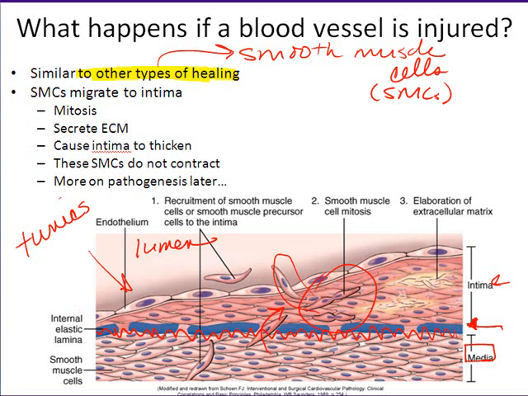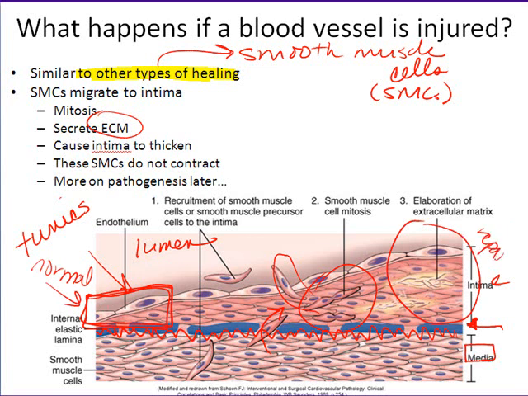And they'll do that, of course, by producing things like extracellular matrix proteins. They'll undergo mitosis. This typically causes, as you can see in this picture, thickening of the intima. Normally the intima is very narrow or very thin, like it is over here on the normal side. Over here on the repaired side, it's much thicker due to the migration of these smooth muscle cells into the area and their activities. And we'll see more about this later on, but this is kind of the underlying premise behind the formation of atherosclerotic plaques.